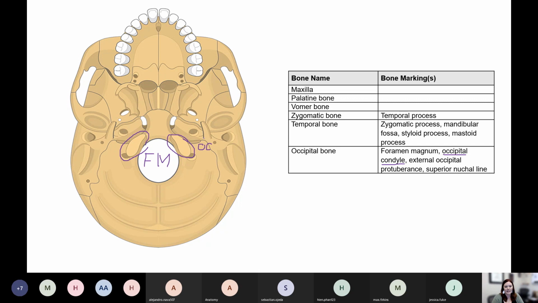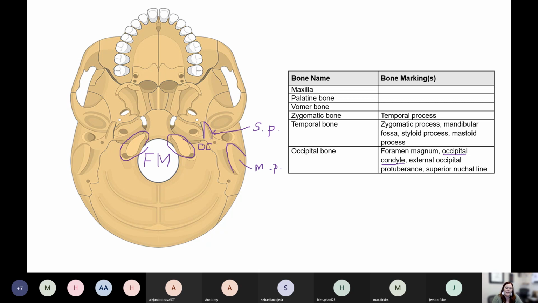We can also see the little things that stick up. So remember that the little one that sticks up was called the styloid process. And the big one that sticks up, that's called the mastoid process, the massive one.